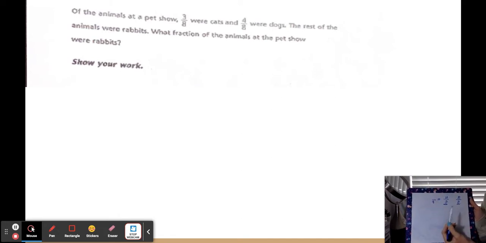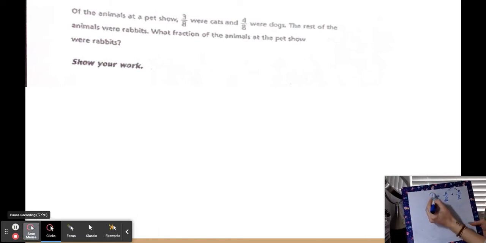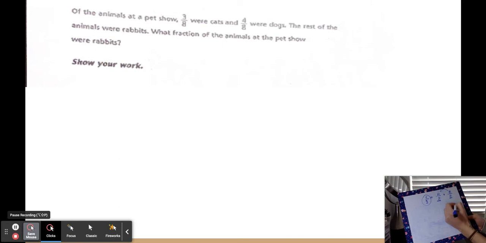So now, since we have to add and subtract, what we can do first is add the cats and the dogs to find out how many out of the 8 are cats and dogs. So we're going to go ahead and add with our denominator kept as 8. We go ahead and do 3 plus 4, which gives us 7 over 8. Now that we know how many cats and dogs were there out of all total 8 animals, we want to find out what that other animal is.